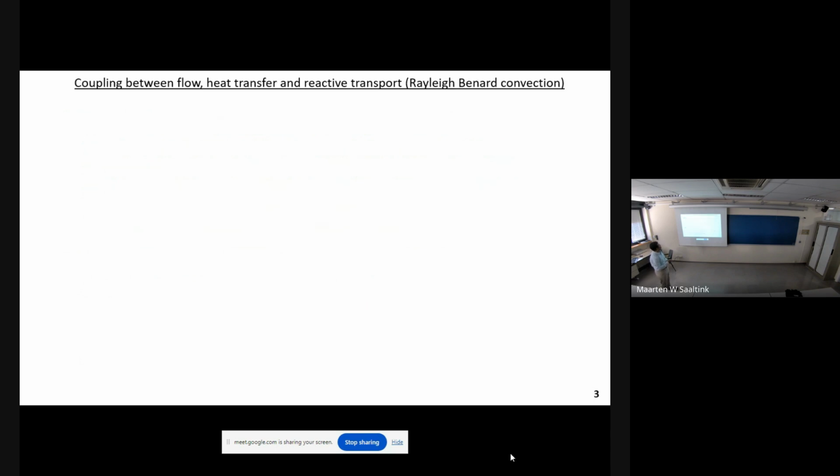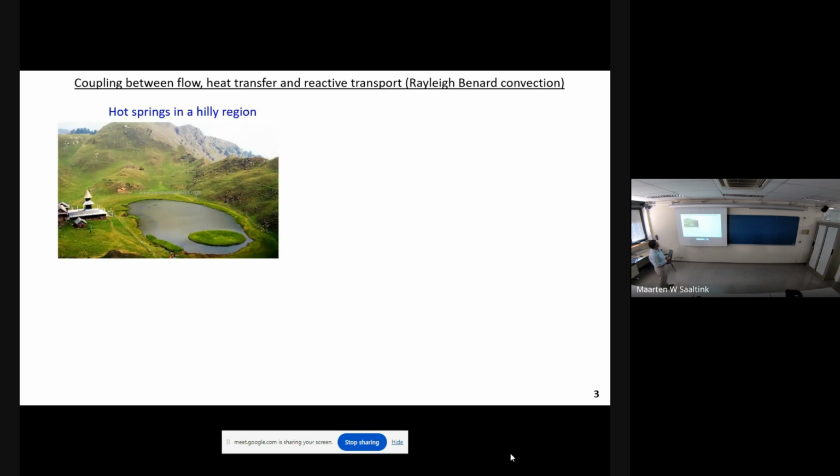This particular one I did during my postdoc at the University of Colorado Boulder. My advisor was Professor Rajaram, who was the PhD advisor of Danny also. Unfortunately, he's no more. Let's say there is a hot spring, and the hot spring water comes upward, and you may see a pond like that.